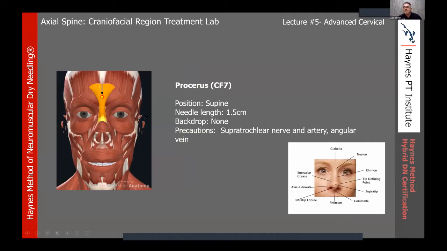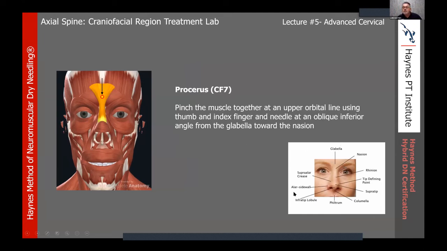For the procerus, we are going to, so let me get to the picture. I've included this illustration of all of the facial names that we don't necessarily refer to all the time. But basically, we're going to pinch that procerus together at the upper orbital line using thumb and index finger, and then we're going to needle at an oblique inferior angle from the glabella, which is just this area here, between the eyebrows towards the nasion, which is that groove at the base, at the superior aspect of the nose. So we're just going to very oblique needle.